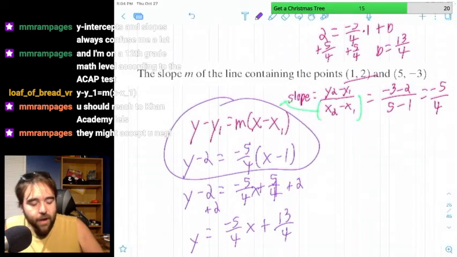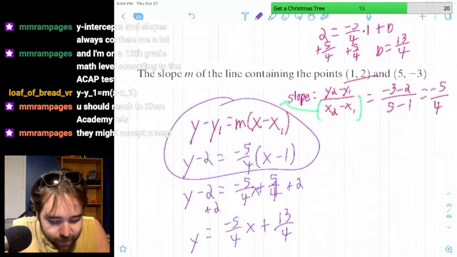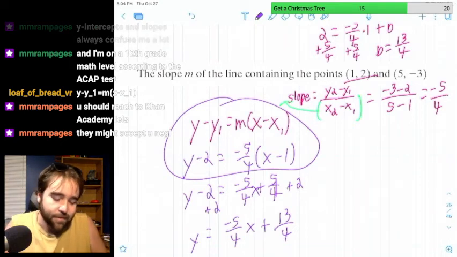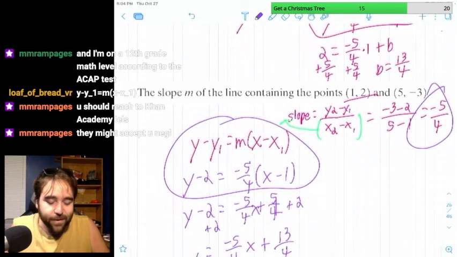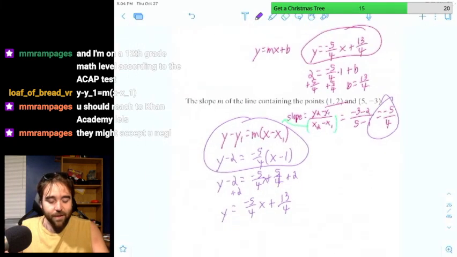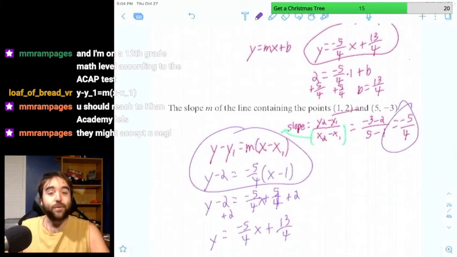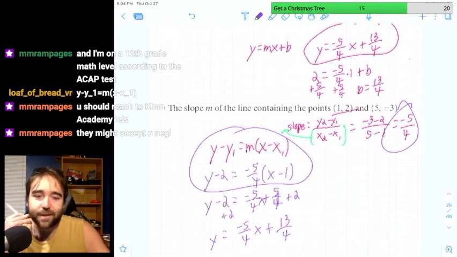And especially with how they word this question, they just want, oh, you know what? They didn't even want the equation. They just wanted the slope. That's why you got to read the question. All they wanted was the slope. We found that right at the beginning. But hey, you got a free lesson as well, how to write the equation of the line between 2 points. I'm sure we'll do that again at some point.